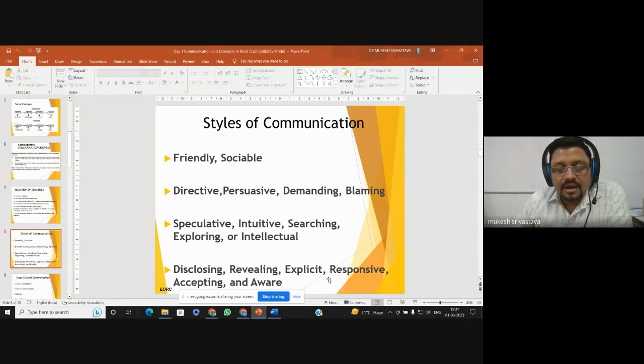If we are an extension worker, or I am a change agent in some village, I'll talk to them in a different, more intellectual way. That means we have to understand the caliber, the mental level, the intellectual level of the person sitting in front of me. Accordingly, we have to adapt the style of communication.